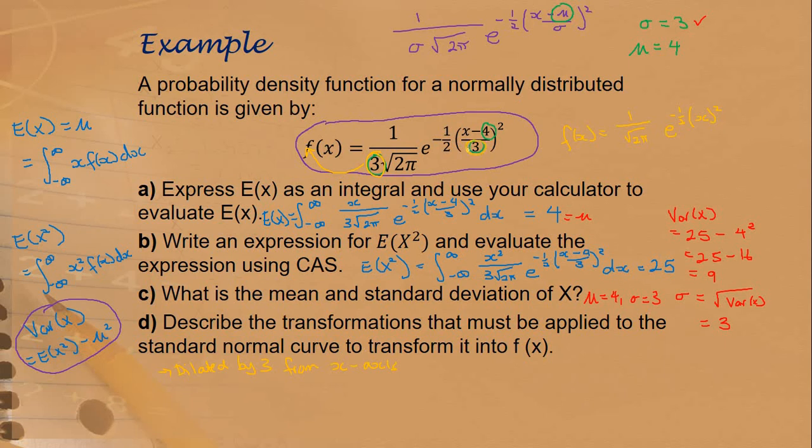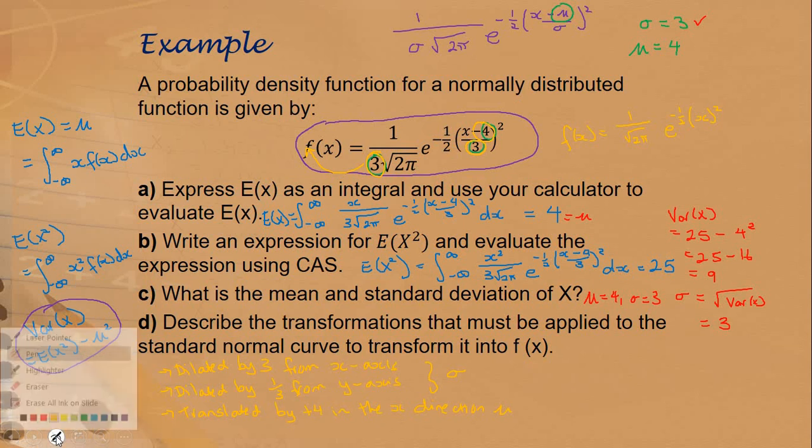We've also got this 3 here, which is inside our function. This one inside means that it's been dilated by 1 over 3 from the y-axis. So as it's got wider by 3, it's also got shorter by 3. And the last one, we've got this 4 here, which means it's been translated by positive 4 in the x direction. So the first two are referring to the standard deviation. It's got wider but shorter, which is why we still have an area under the curve of 1. And the last one is referring to the mean.